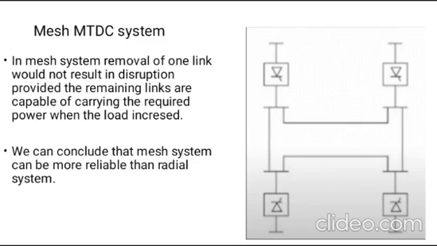That's one limitation here. We can conclude that mesh system can be more reliable than radial system, because even in the worst case if there is any disconnection, we can manage the system without any interruption until the link gets reconnected. This is the advantage of mesh MTDC system.